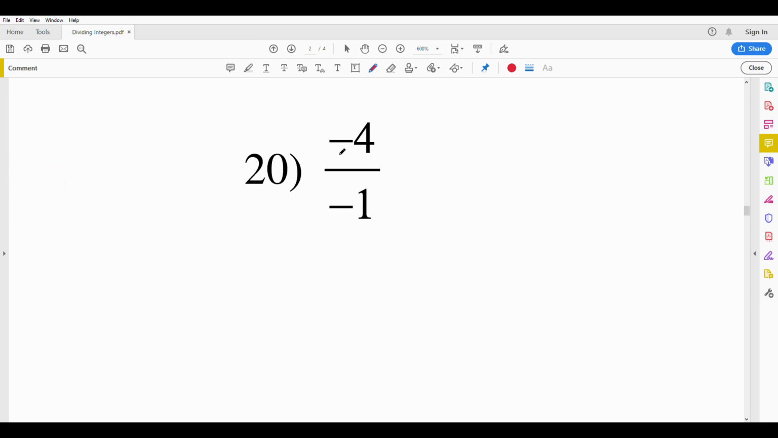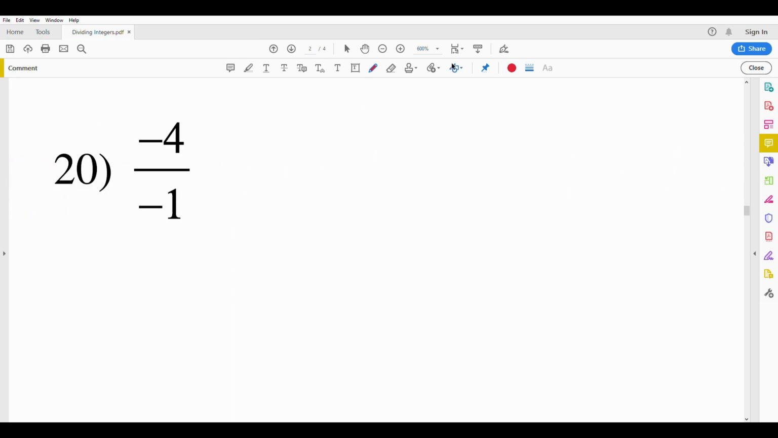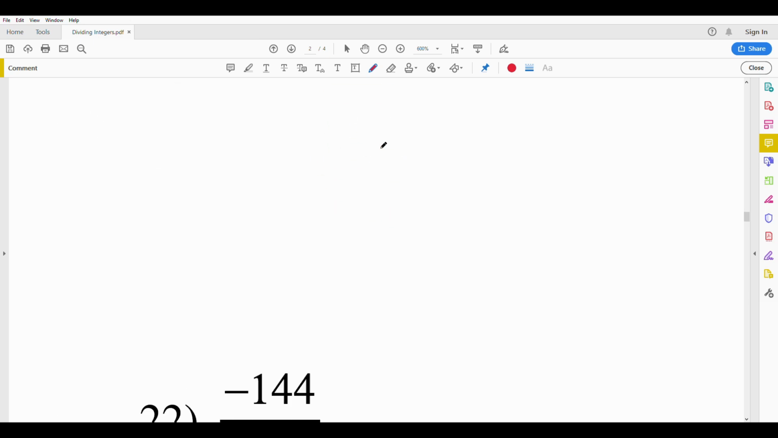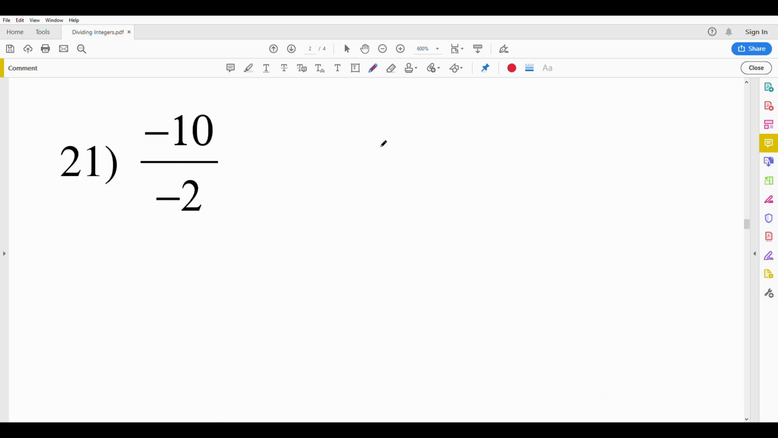Now number 20 is a little bit easier. We have a negative divided by a negative, which, same sign, we know results in a positive. And 4 divided by 1 is simply 4. So 4 is our solution in number 20. In number 21, we have another negative divided by a negative, and we know that results in a positive. So 10 divided by 2 is 5, and our answer is positive. So positive 5 is our solution in number 21.